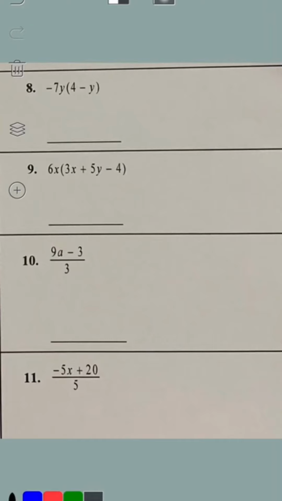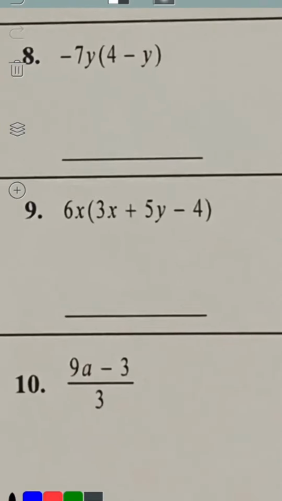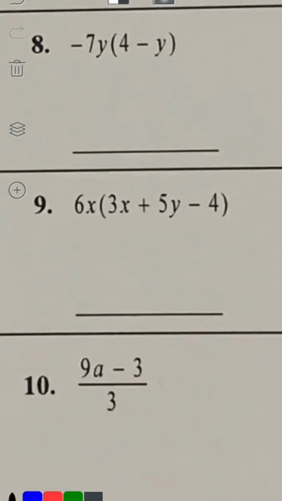Okay, these are similar to the ones where we set them up in the boxes and multiplied them. It's just that we're doing it without going to the box method. We're just doing the multiplication. So I'll show you a couple of those.